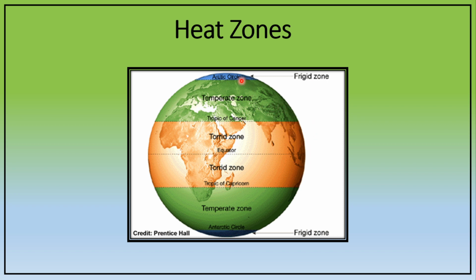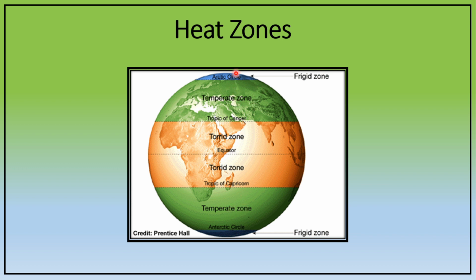From Tropic of Cancer to Arctic Circle and from Tropic of Capricorn to the Antarctic Circle, we have 2 separate temperate zones. In these areas, the sun's rays go on decreasing in the sense that they are not vertical. They are slanting. As a result, they experience a moderate temperature in the temperate region.